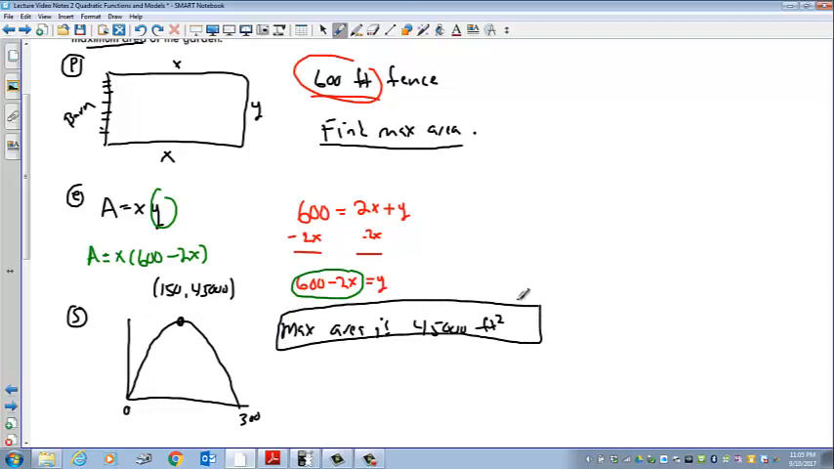And make sure you put feet squared because the units matter. If you put feet, it's wrong because it's not area. It has to be feet squared.